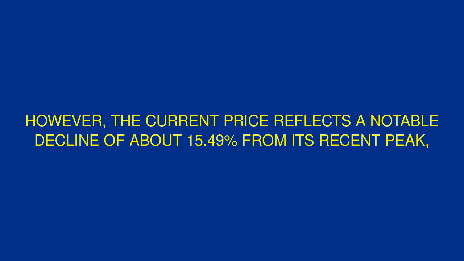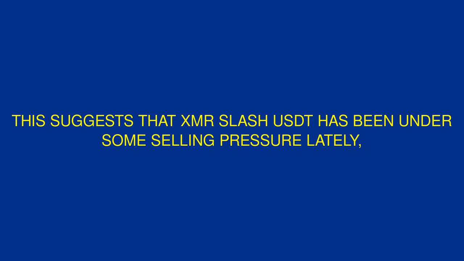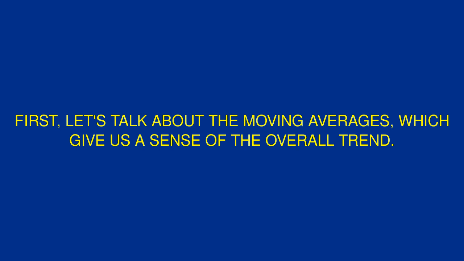However, the current price reflects a notable decline of about 15.49% from its recent peak, as indicated by the rate of change over 14 days, which stands at minus 15.49%. This suggests that XMR/USDT has been under some selling pressure lately, and we need to dig deeper to understand the potential direction. First, let's talk about the moving averages, which give us a sense of the overall trend.